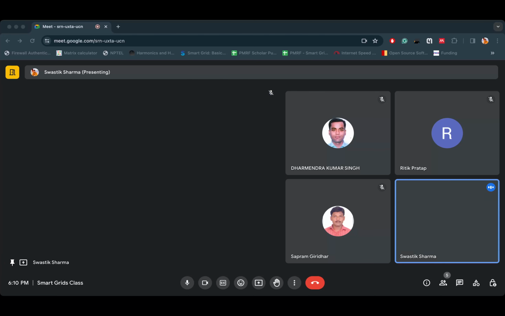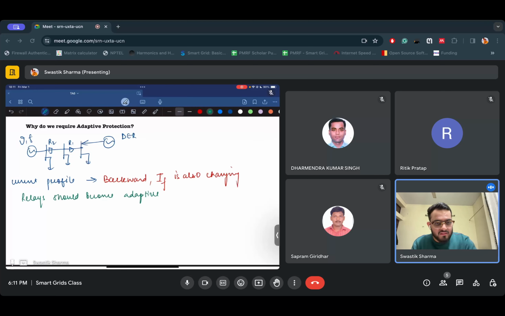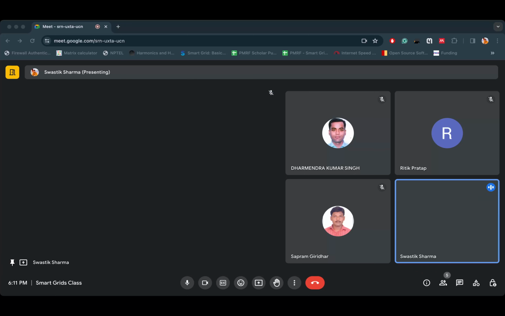So if this current profile is changing, what we need is for these relays to become adaptive. What do I mean by becoming adaptive? They should be able to sense how the fault current will change, and if it changes, what the newer threshold could be. So they should be able to derive this threshold. Each relay has two things. One is called the plug setting multiplier and the other is the time setting multiplier. The plug setting multiplier is basically your fault current upon pickup current.